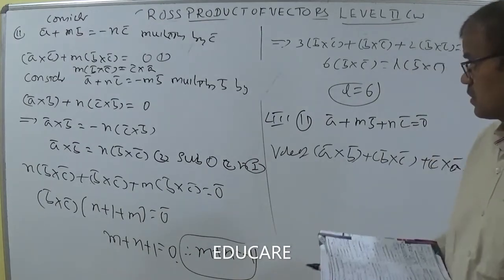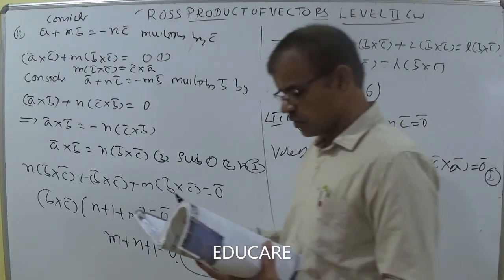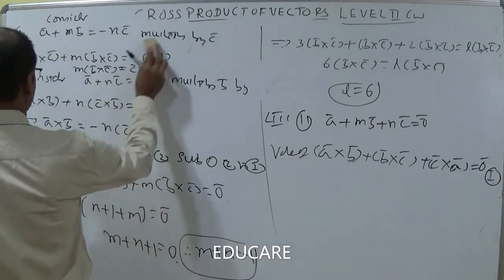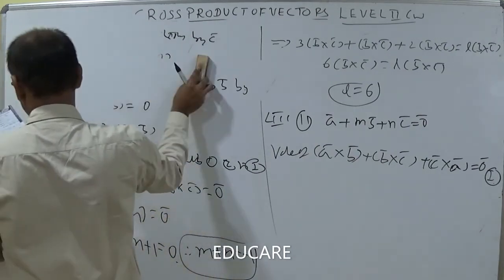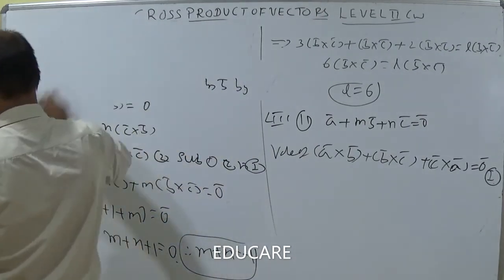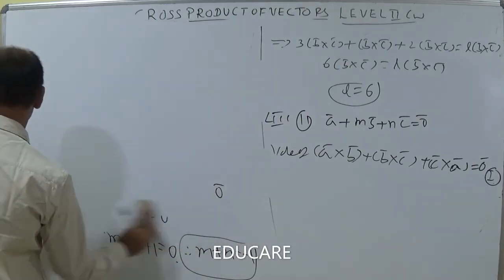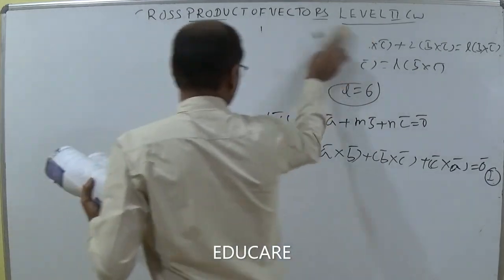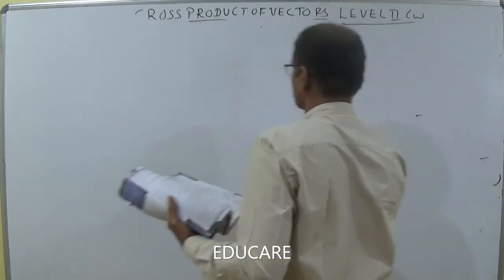Next, let us go to level 2. In level 2, now 12 is completed, let us discuss the 13th question. Let A bar, B bar, C bar be 3 vectors satisfying A cross B is equal to 2 A cross C. So many conditions are given, but without them also we can do this sum.